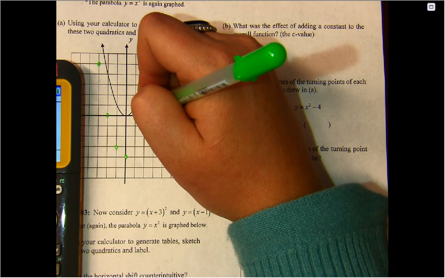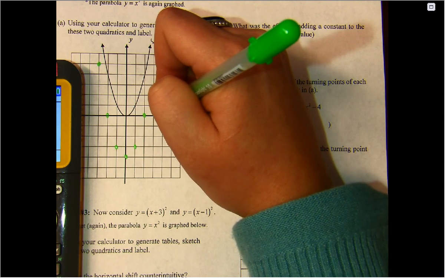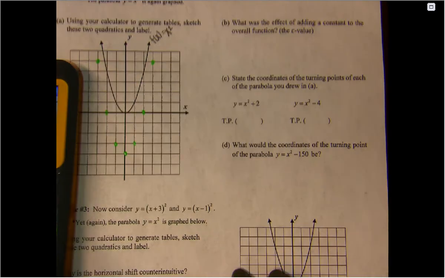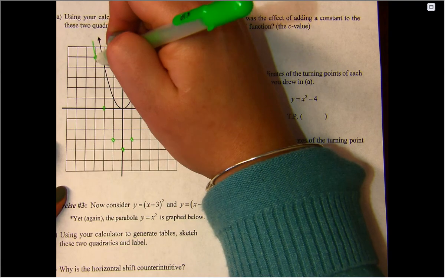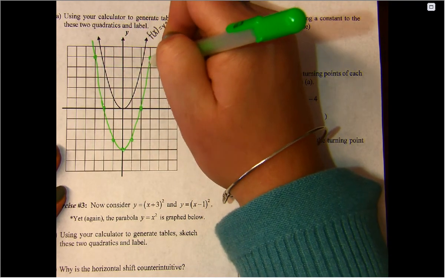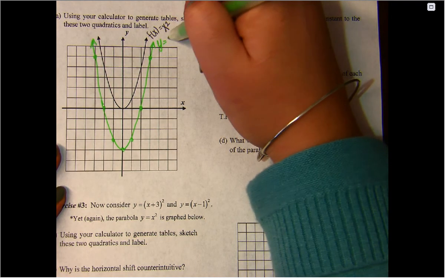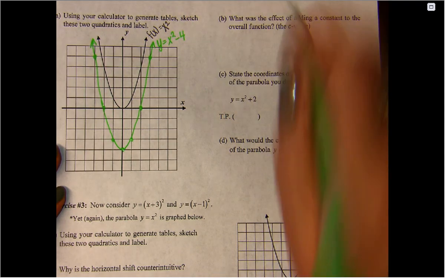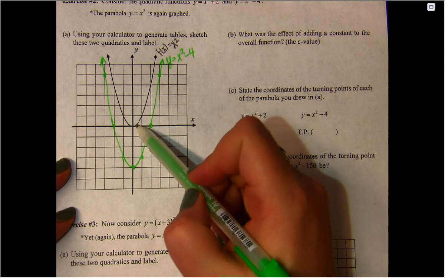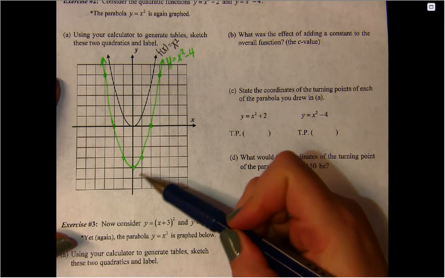I would have 1, -3. I would have 2, 0. And that means I would have 3, 5. Okay. I have this nice parabola here. And this one is y equals x squared minus 4. Oh, well, this looks very similar to this one, only it's shifted down a little bit if you notice, right?